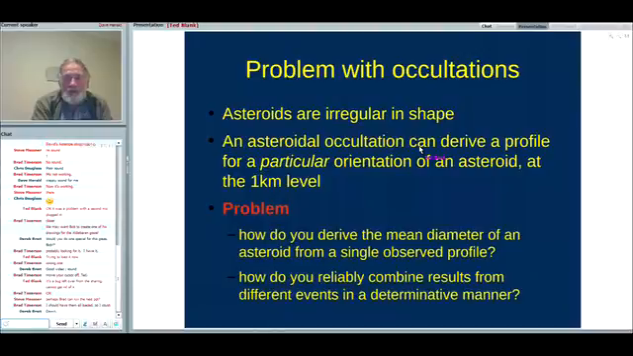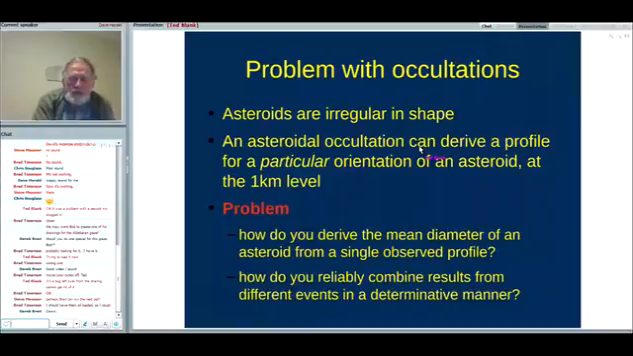An asteroidal occultation can derive a profile for a particular orientation of an asteroid at the 1 kilometre level. I think with our normal main belt asteroidal occultation observations, we are generally working to a precision of about 1 kilometre or a mile, that type of accuracy. It's not 10 or 100 miles, and it's not hundreds of metres, it's about 1 kilometre.